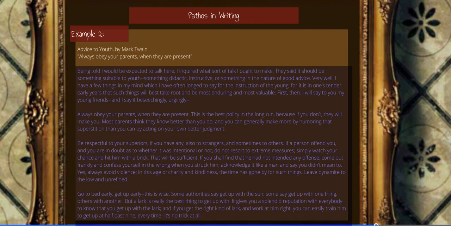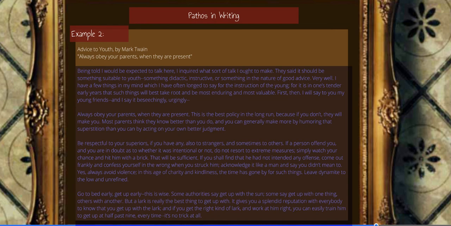This is the best policy in the long run, because if you don't, they will make you. Most parents think they know better than you do, and you can generally make more by humoring that superstition than you can by acting on your own better judgment. Be respectful to your superiors, if you have any, also to strangers and sometimes to others.